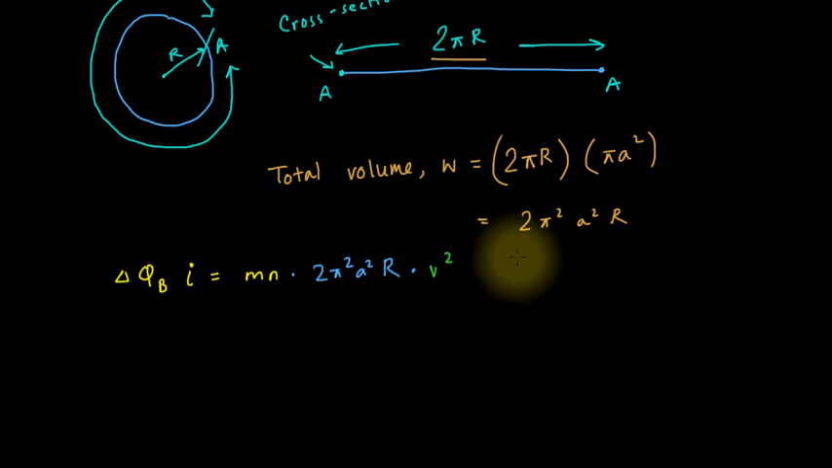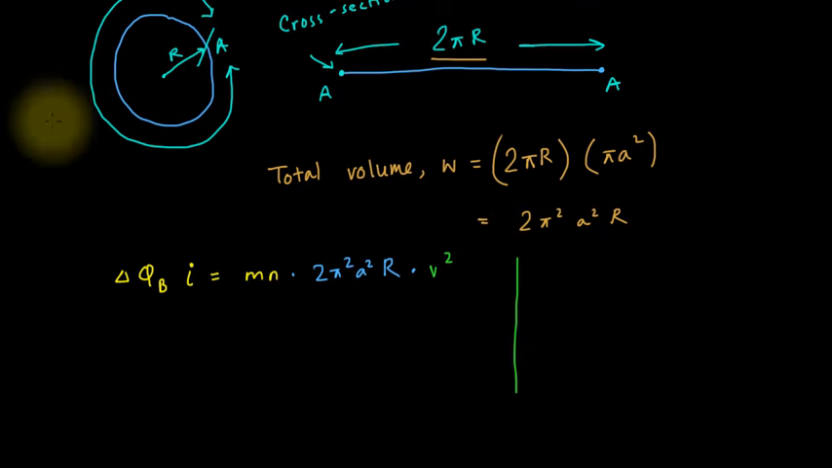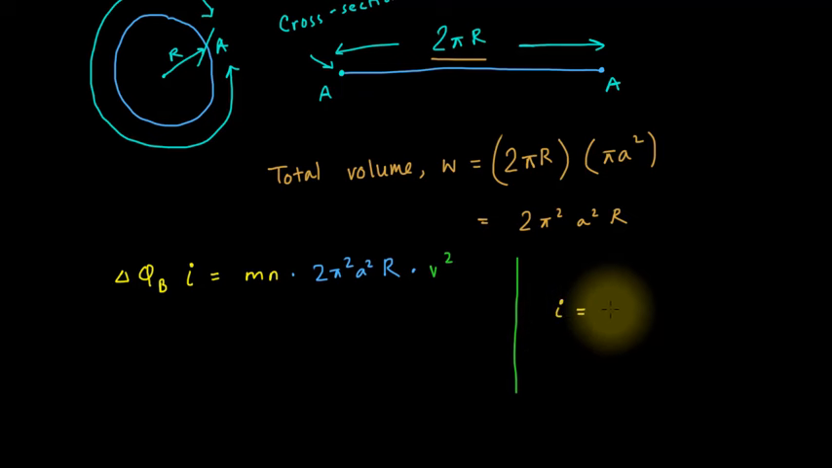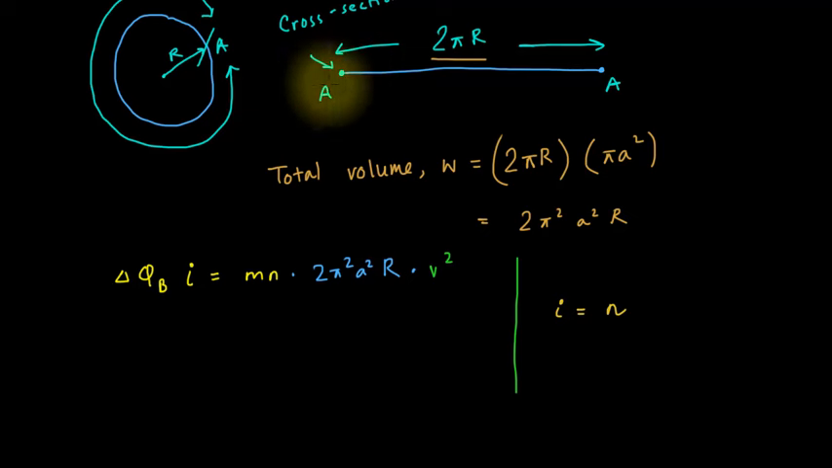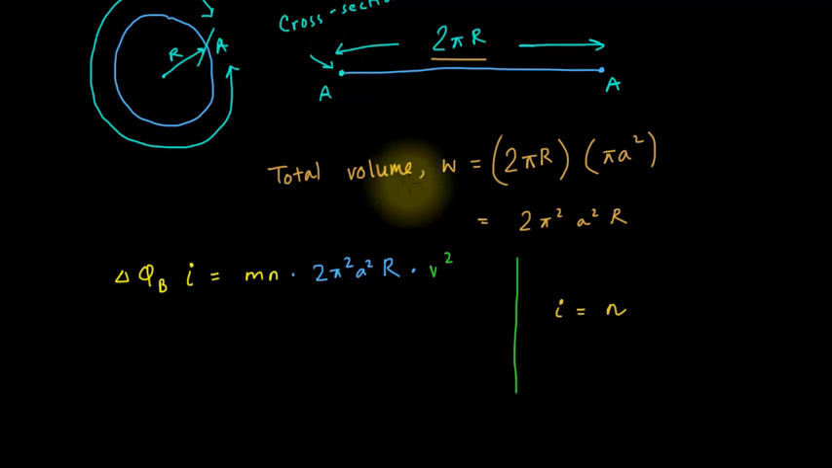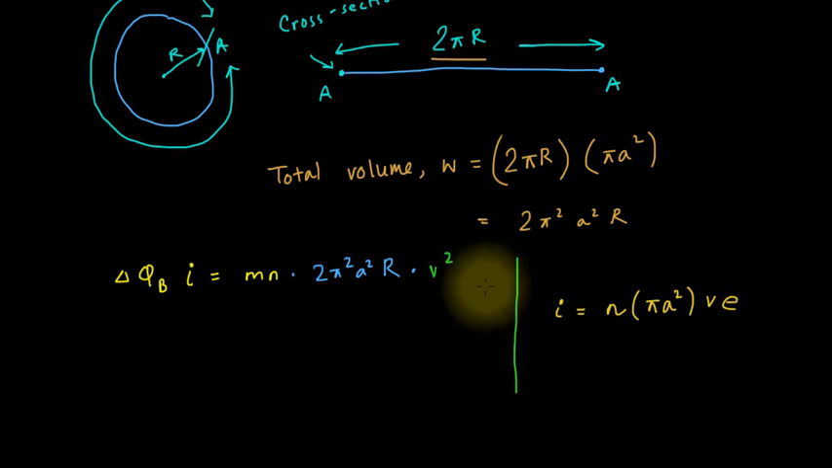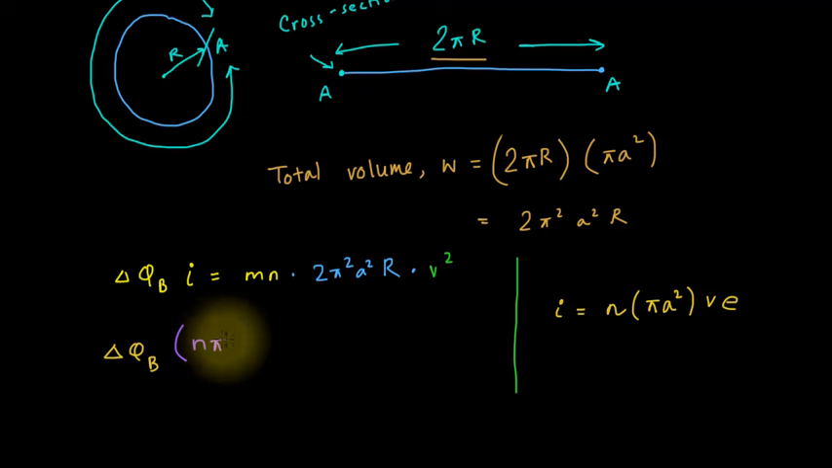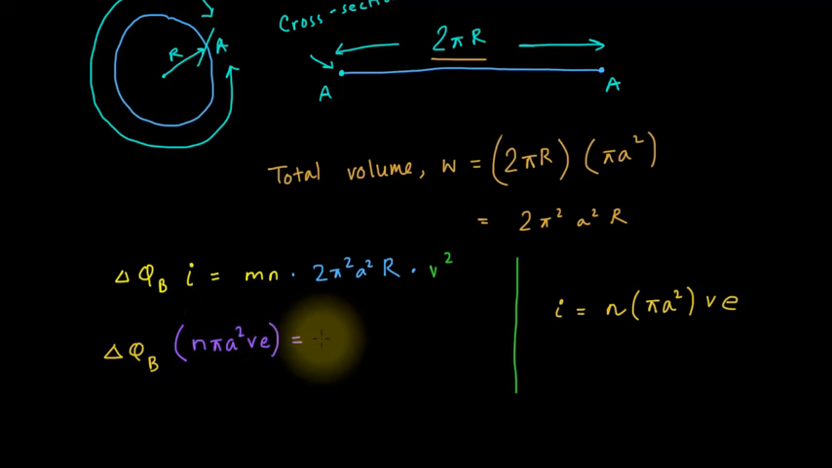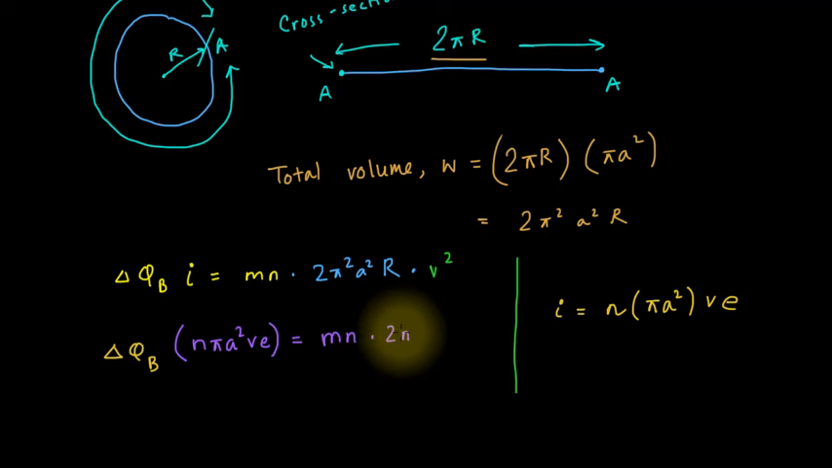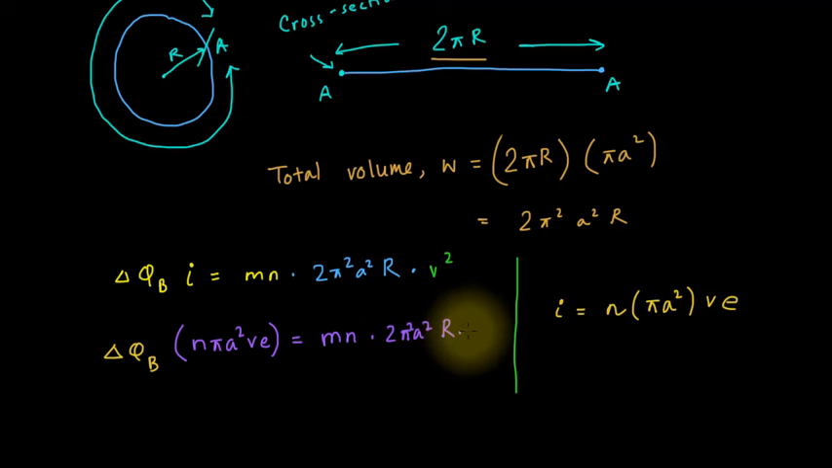Now we know that the current I is equal to the number of conducting electrons per unit volume, which is n, into the cross-sectional area. So in this case we have the cross-sectional area is pi a squared into the drift speed, which is v, and the charge of a single electron, which is e. So we just plug in the value of I here. Now we have delta phi b into n pi a squared v e equal to m n twice pi squared a squared capital R into v squared.